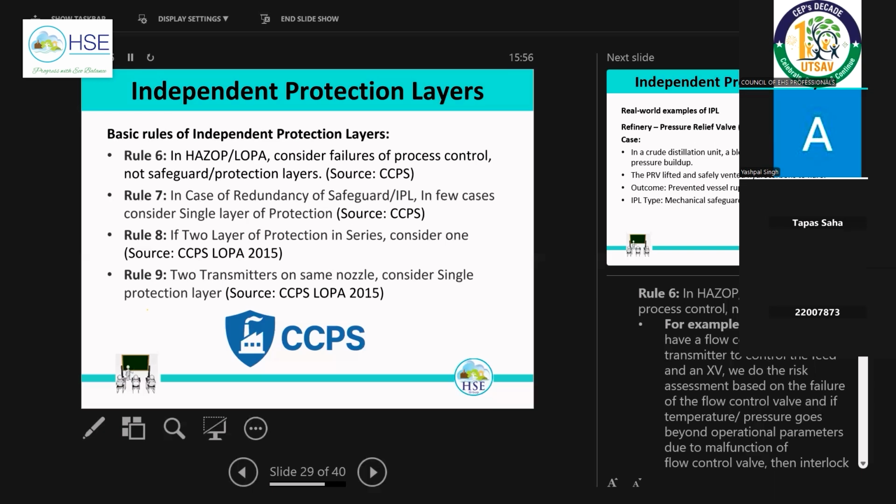We can consider the failure of BPCS during the HAZOP study, when we consider the cause, but we cannot consider the failure of a safeguard when finding the causes, because for safeguards we have a high pressure alarm and control system, a high temperature alarm and control system. In that case, your basic flow of raw material is controlled by the control system. That is the basic process control system. The rest are the safeguards, the protection layers, sorry. So for basic process control, we can consider the failure when finding the cause in the risk assessment.